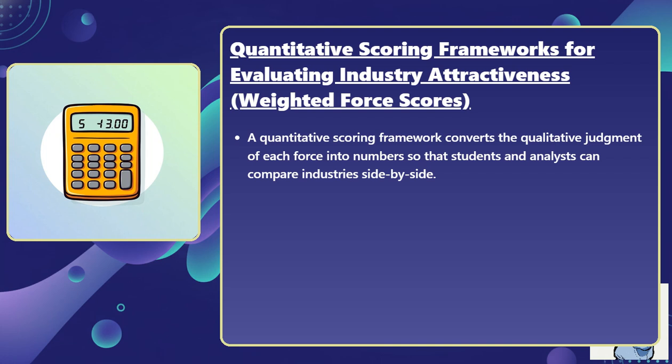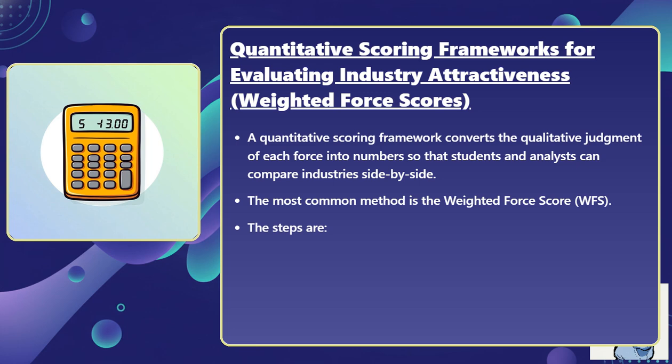A quantitative scoring framework converts the qualitative judgment of each force into numbers so that students and analysts can compare industries side by side. The most common method is the weighted force score. The steps are: rate each force on a 1 to 5 scale. 1 equals very weak, 5 equals very strong.